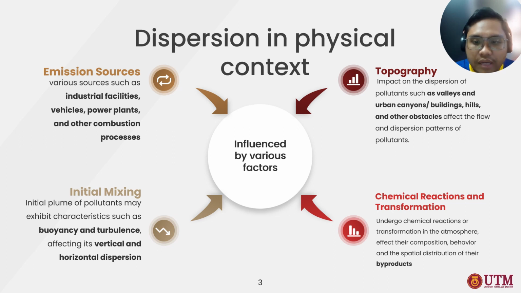Third is chemical reaction and transformation. Pollutants undergo chemical reaction or transformation in the atmosphere, affecting their composition, behavior, and the spatial distribution of their byproducts. And the last is initial mixing. The initial plume of pollutants may exhibit characteristics such as buoyancy and turbulence, affecting its vertical and horizontal dispersion.